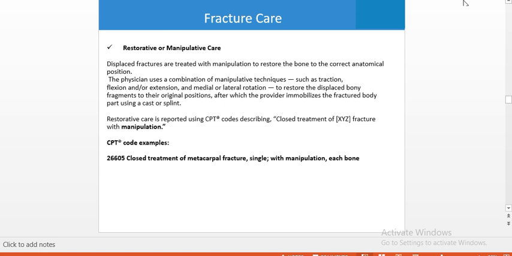So if we have a finger fracture and the physician performs restorative treatment, we need to code 26605, closed treatment of metacarpal fracture, single, with manipulation, each bone. Closed treatment means the physician will not make any incision on the fracture site and he will apply manual pressure using traction, flexion and or extension, and medial or lateral rotation of the fracture site. Each bone means each finger.